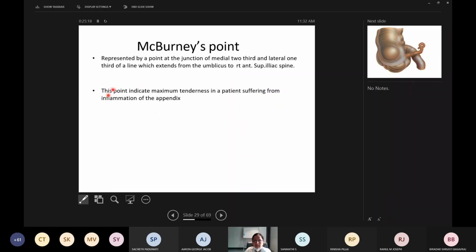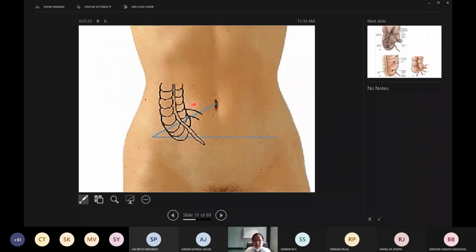So what is its importance? This point indicates the maximum tenderness in a patient suffering from inflammation of the appendix. Whenever there is appendicitis, there will be maximum tenderness and guarding in this region. So that is McBurney's point. From the umbilicus to the right anterior superior iliac spine, the junction of the medial 2/3 and the lateral 1/3 represents McBurney's point. This is very important.